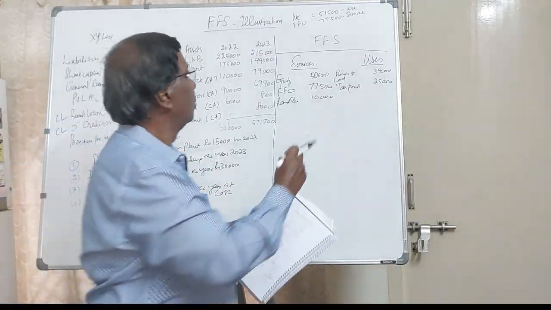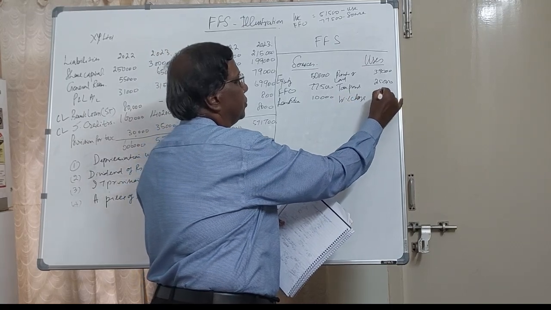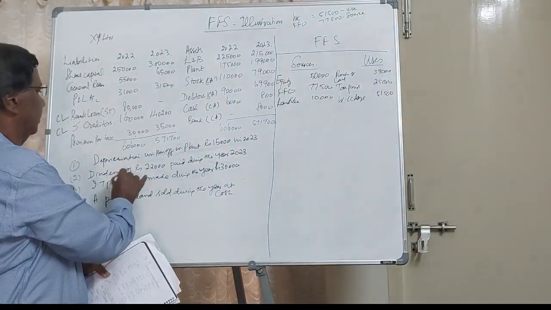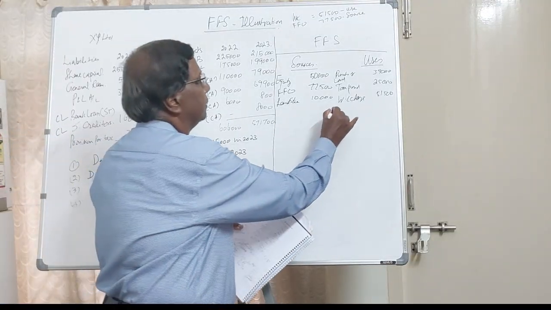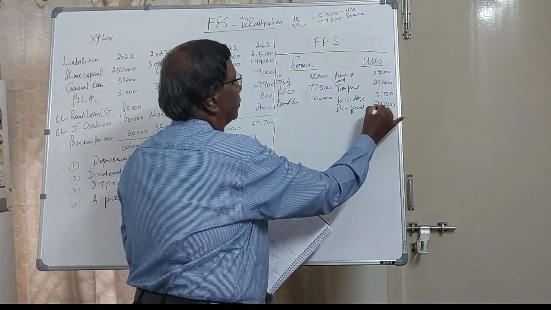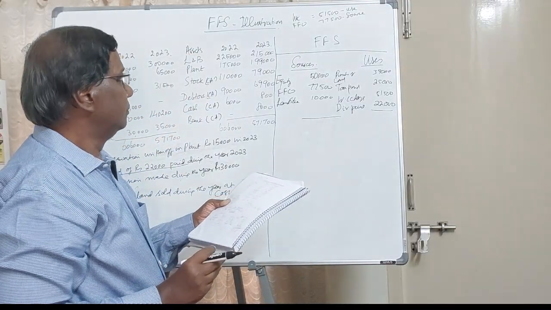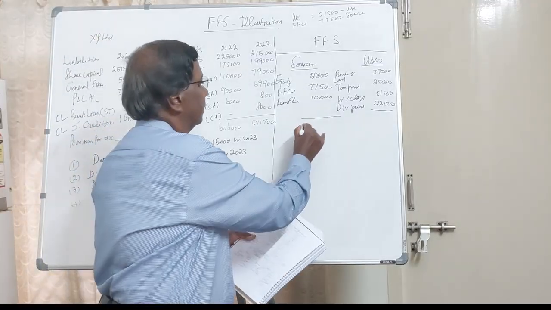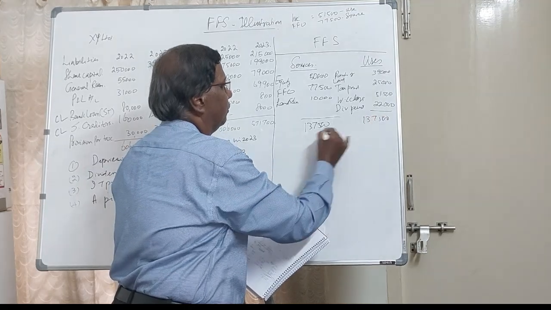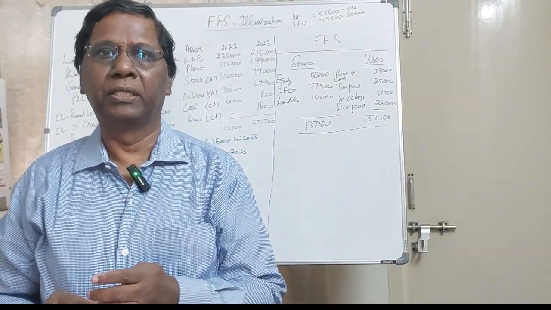Then again working capital changes, 51,500. Okay, so got the point. Then again dividend paid, 22,000. Okay, dividend paid 22,000. So you just total it up. So 1,37,500. So always you should tally. Sources are always equal to uses because it is based on the double entry system.